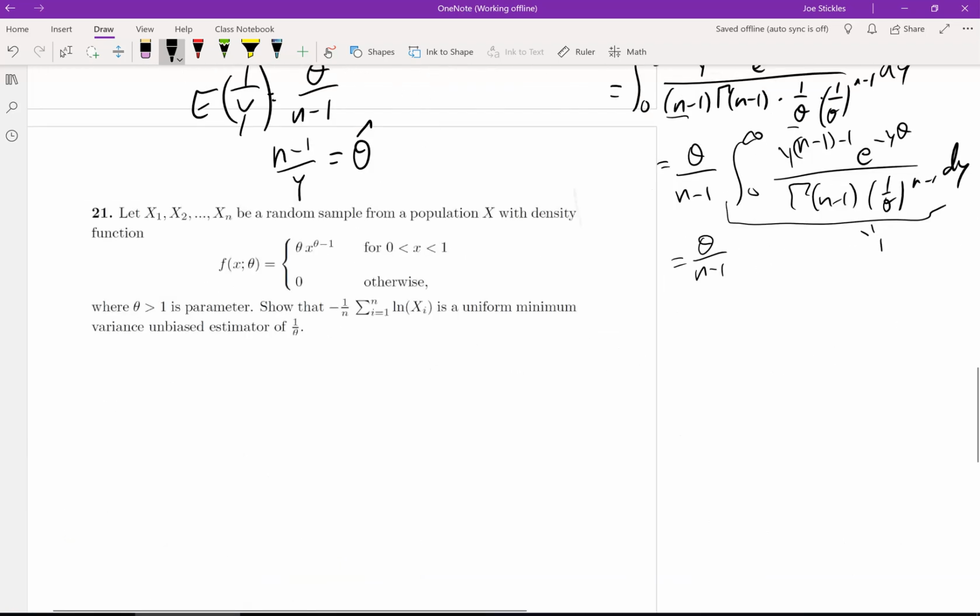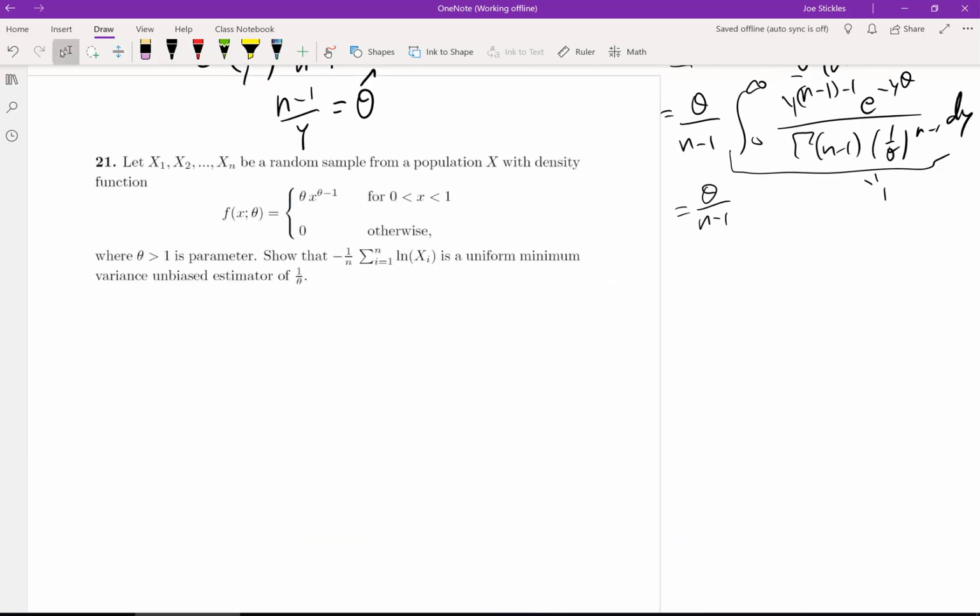All right, let's see if we can do another one. So this particular problem asks us to show that a specific function is a minimum variance unbiased estimator. So let's use this idea again that we have a sufficient statistic. All right, so it wants to show that it's a minimum variance unbiased estimator of 1 over theta.